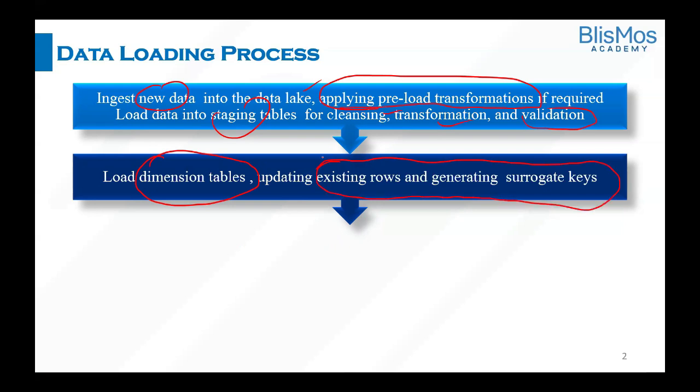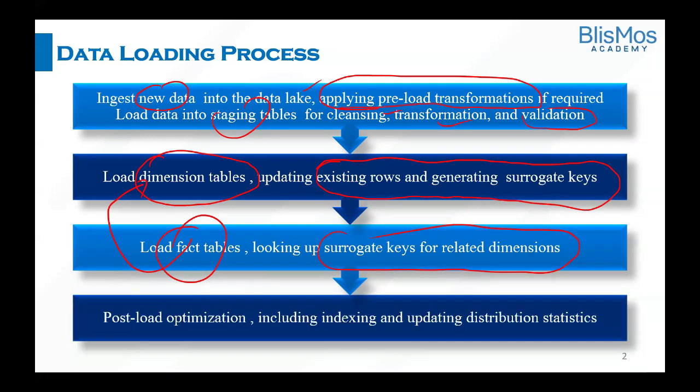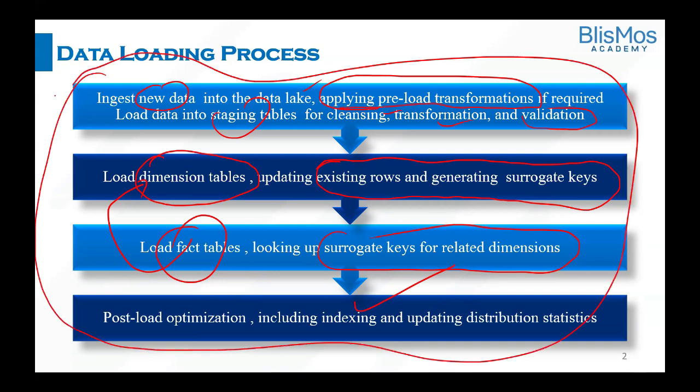We already have understood the surrogate keys. Then load the fact tables, looking at the surrogate keys for the related dimensions, because fact and dimension tables are related to each other. The fact table has many foreign keys to the dimension tables. Then post load optimization: once the load is done, whether you want to index the table or update the distributed statistics so that the performance would be better. So these are the important steps in a Fabric data loading process. More or less, it will be similar in other systems, but it is very pertinent to Fabric.